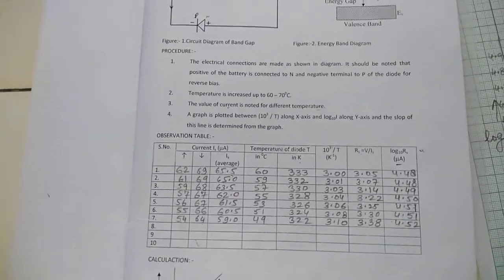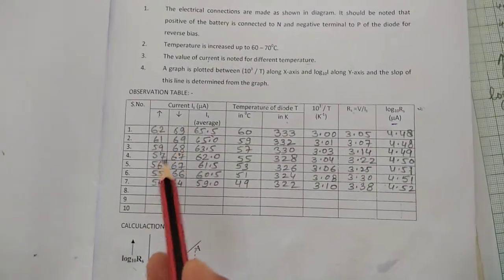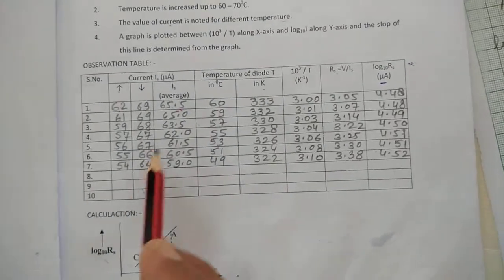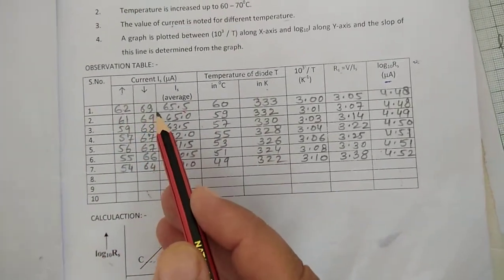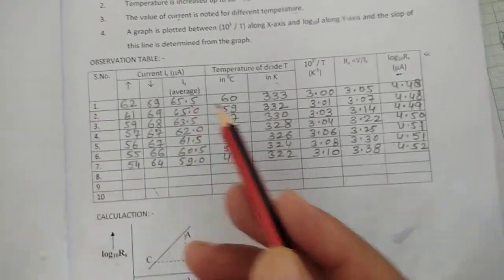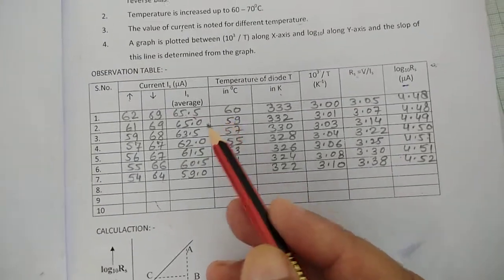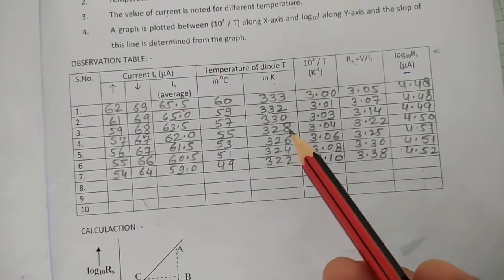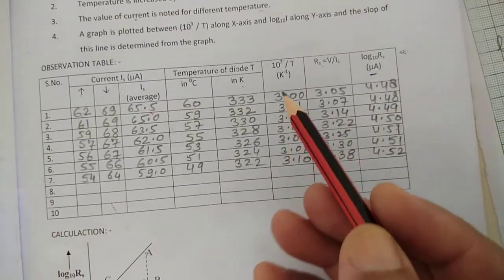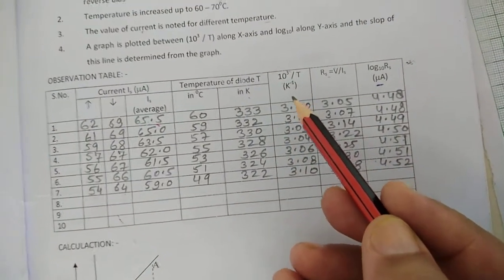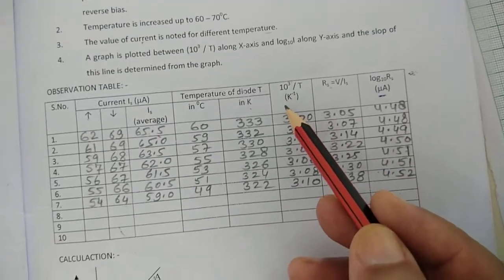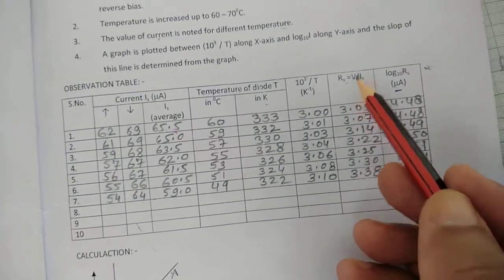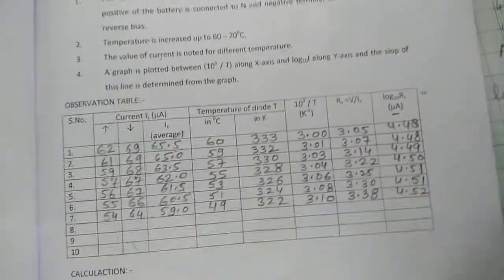For recording, we have to record the observations in increasing order and decreasing order. Then finally we will take the average of increasing order and decreasing order of current at a particular temperature. Then we have to convert the temperature into Kelvin. Right now the temperature will be shown here as 1000 upon T Kelvin inverse. Then the variation of resistance Rs will be calculated by V upon Is.